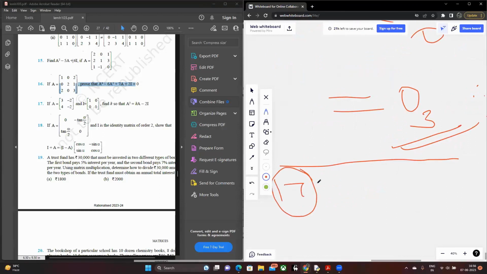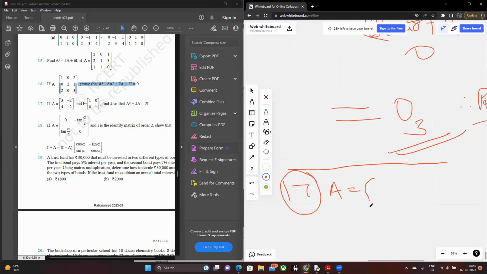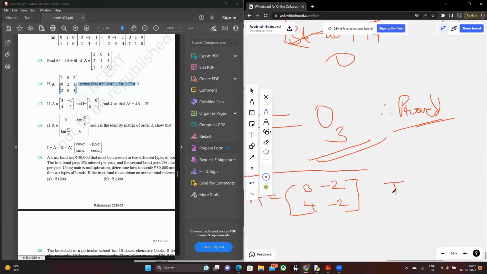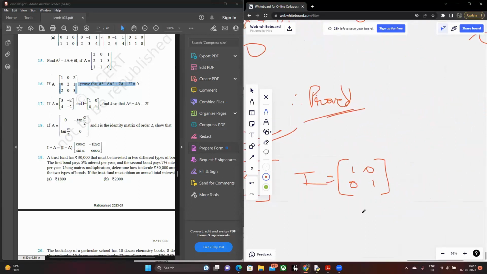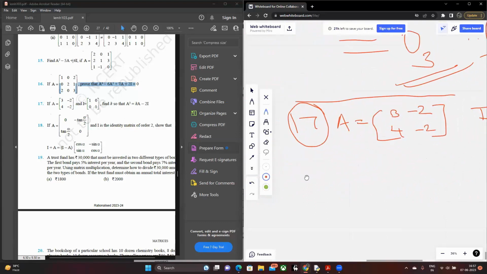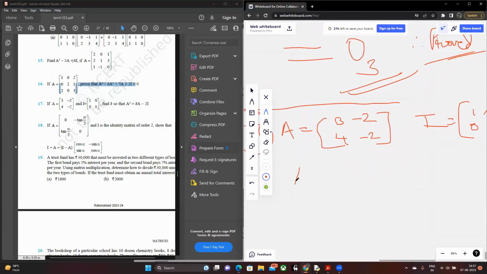17. If A is 3 minus 2, 4 minus 2, and I is 1, 0, 0, 1, find K so that A squared is KA minus 2I. Alright, so we have A squared being A times A, that is 3 minus 2, 4 minus 2 into 3 minus 2, 4 minus 2, which is 3 times 3, that's 9 minus 8. That is, I'll just write 1 over here.